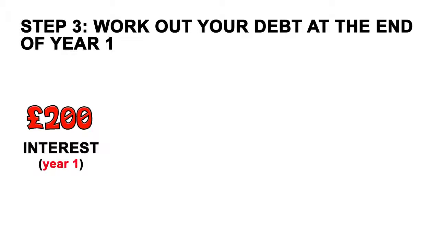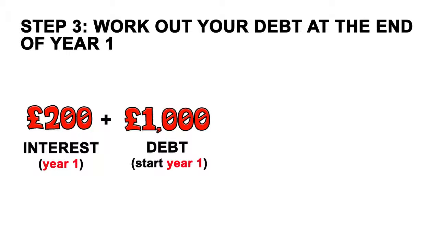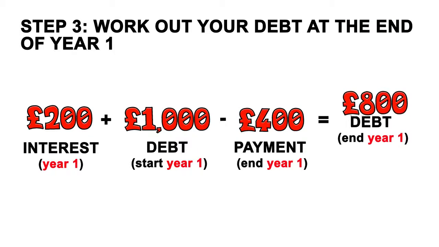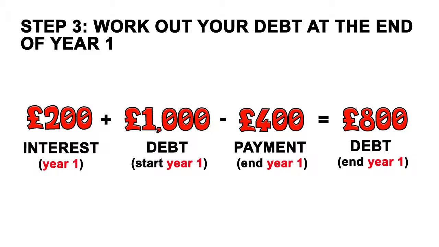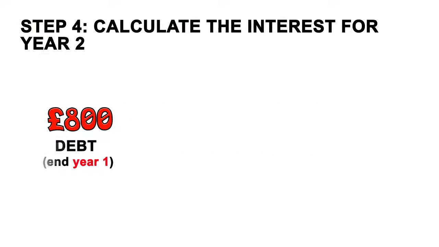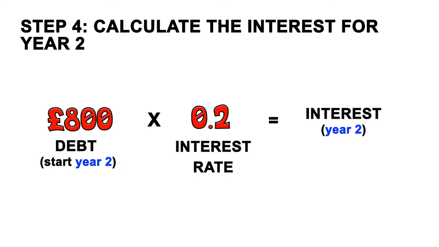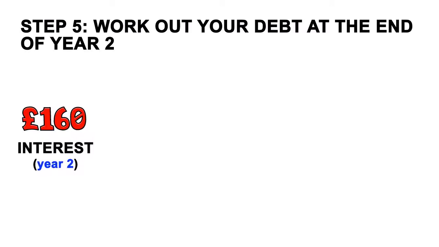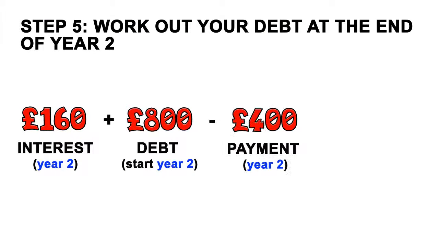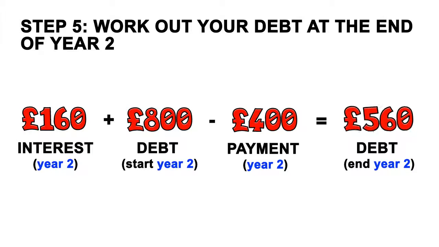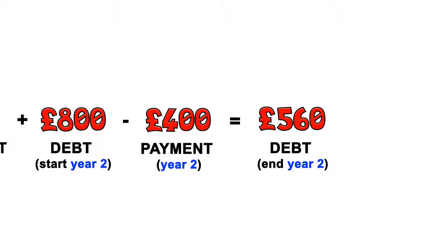Adding the interest back onto your debt at the start of the year and then taking away your £400 payment gives us £800, which is your debt at the end of year 1. In year 2, only £160 of interest is added. This is because your debt is smaller at the start of year 2 than it was at the start of year 1. And when you take away the £400 payment, your debt falls to £560.